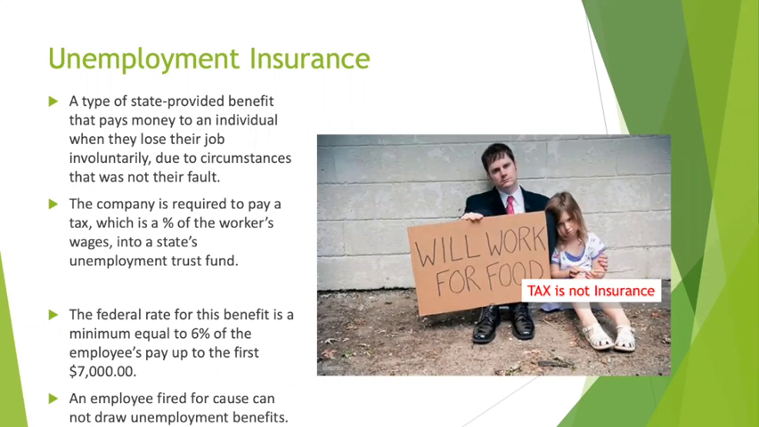Unemployment insurance is really not an insurance. Typically, we call it insurance, but it is a tax on the business that is paid into the state's unemployment trust fund. The unemployment trust fund was set up by the federal government, and they actually gave a minimum percentage, which was 6% of an employee's pay for the first $7,000 that they made. And that rate can move up or down based on the number of claims for unemployment insurance.